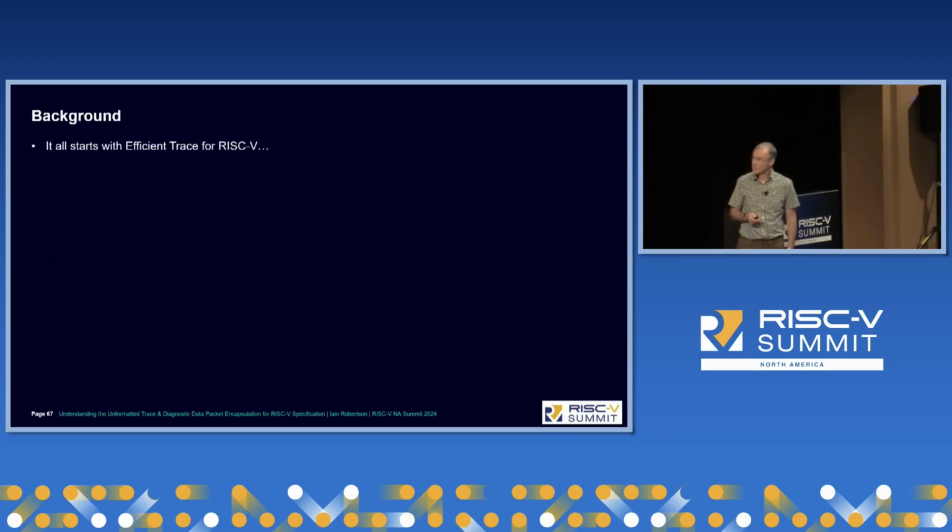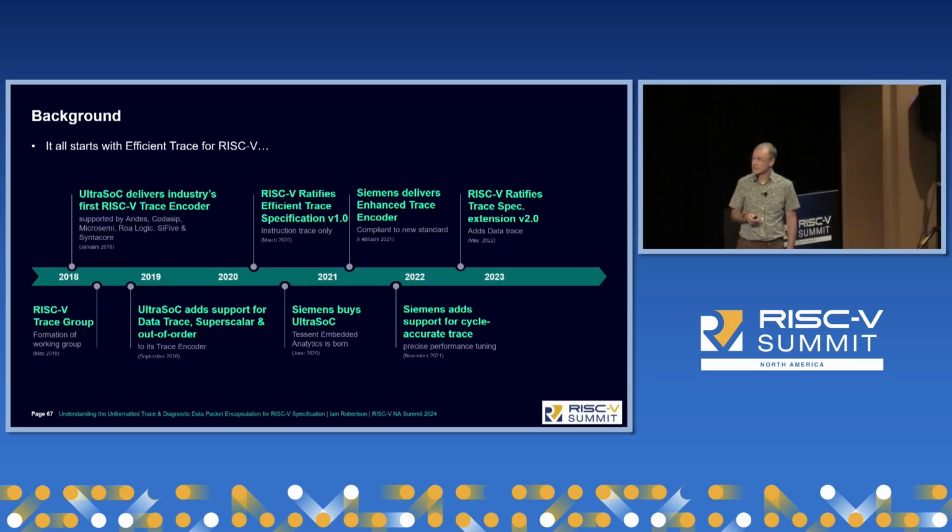So the background really is that this all started with the efficient trace for RISC-V, or E-trace, standard. That work started way back in 2018 when Ultrasoc developed the first commercially available trace encoder for RISC-V. That essentially became the basis of the E-trace specification, which was initially ratified with instruction trace only support in 2020, and then data trace was added in 2022.